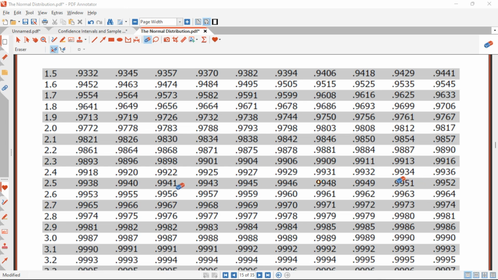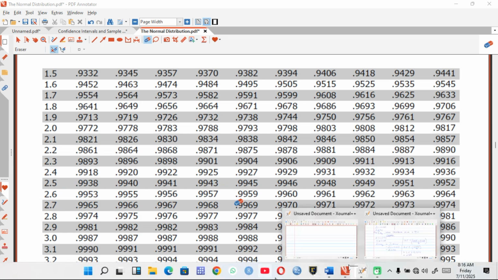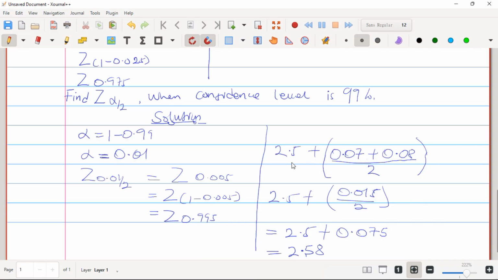So you just trace it to the row section, and I trace the two to what? To the column section, right? And since it's lying between the two, you just have to find the mean, or the midpoint, between these two, and then add it to the 2.5, right? So let's go to our worksheet and do that. So here I'm getting 2.5 plus 0.07 plus 0.08 divided by 2, right? So here will be 2.5 plus 0.015. When you divide that, you are getting 0.075. Just add it to that, you are getting 2.58, right?